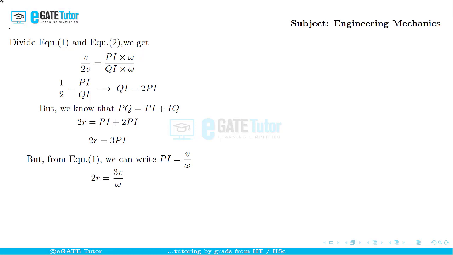So ultimately in the question we are about to find omega. From this equation we can write omega is equal to 3v by 2r.